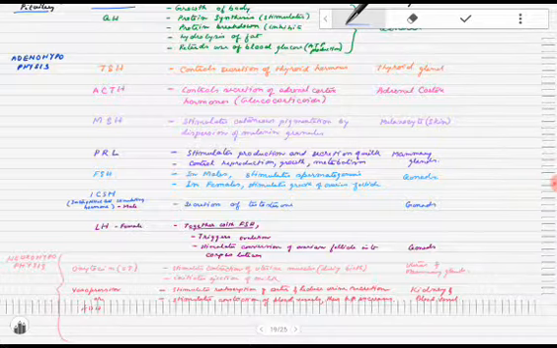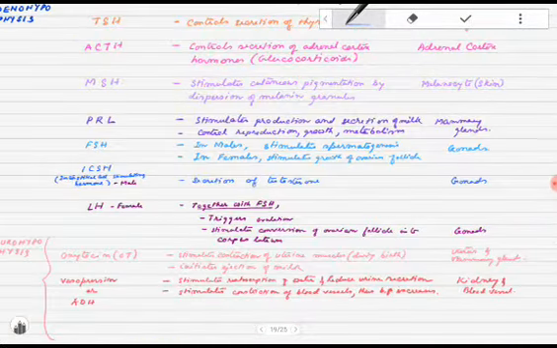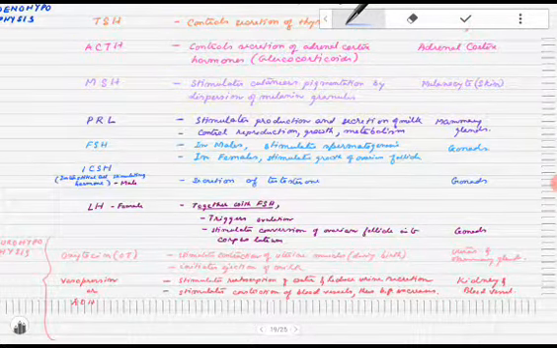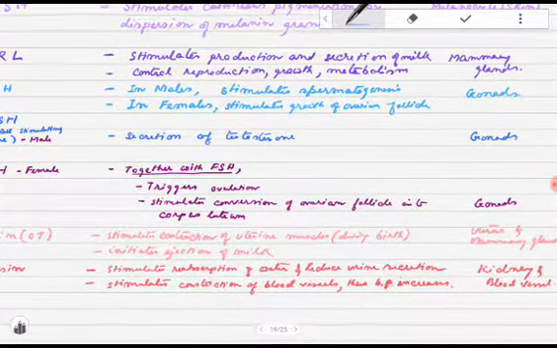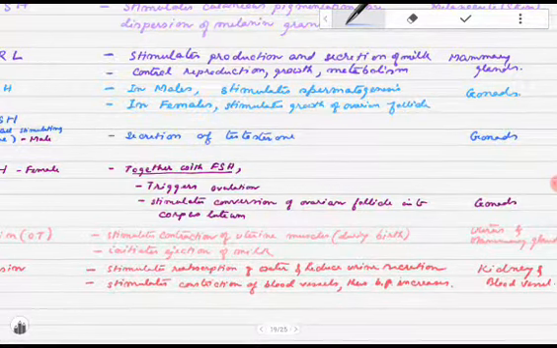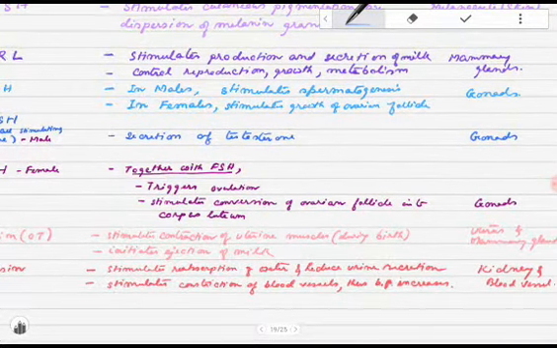Now, so here we have written some points. The oxytocin stimulates the contraction of the uterine muscles during birth. So uterus and mammary glands. And vasopressin stimulates the absorption of water and reduces urine secretion. It also stimulates constriction of blood vessels, thus the blood pressure increases. And its target organs are kidney and blood vessels.